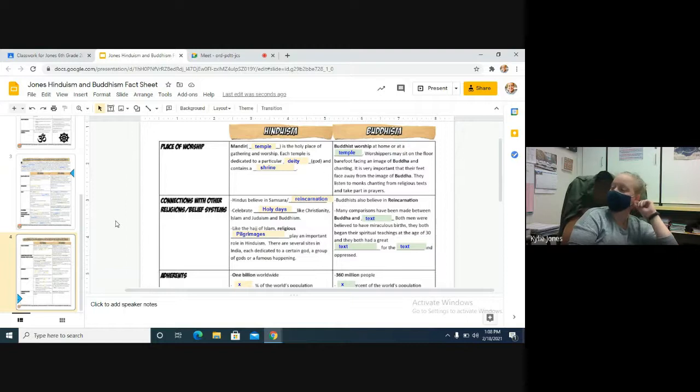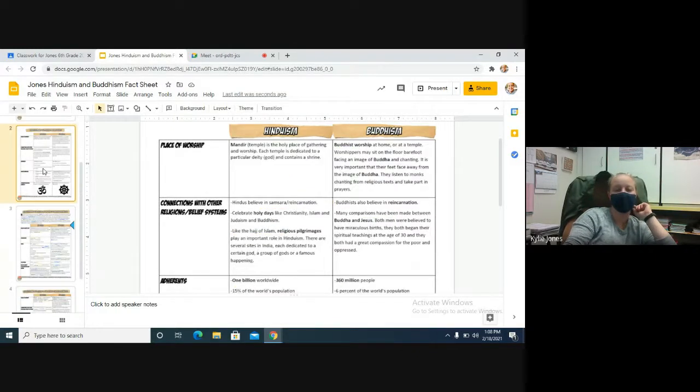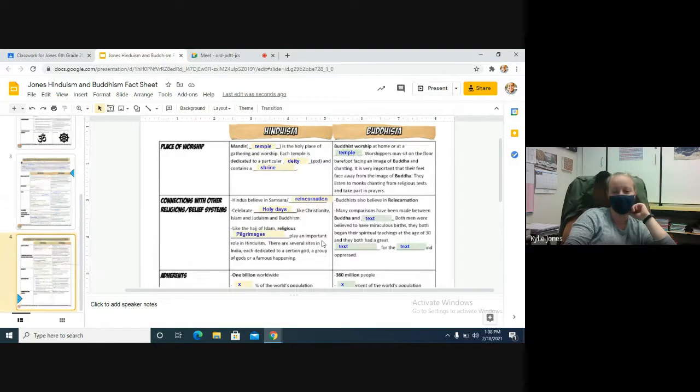Okay, let's look at Buddhism. Buddhists also believe in reincarnation. Many comparisons have been made between Buddha and blank. What goes in that blank? Jesus.